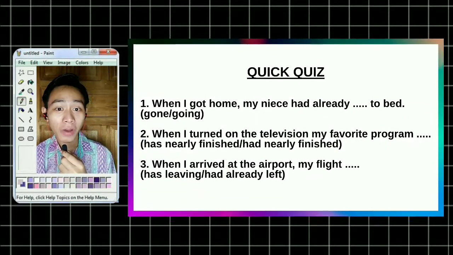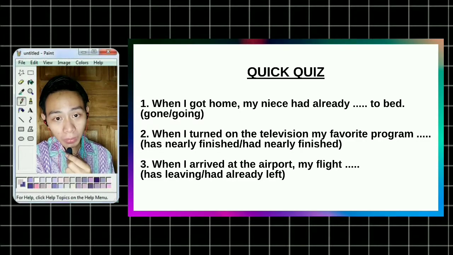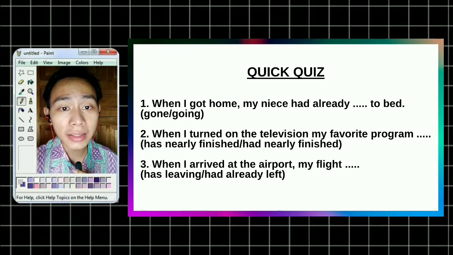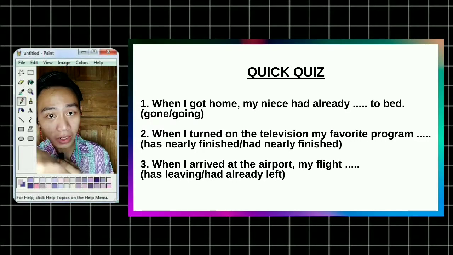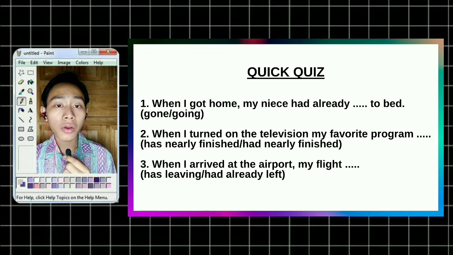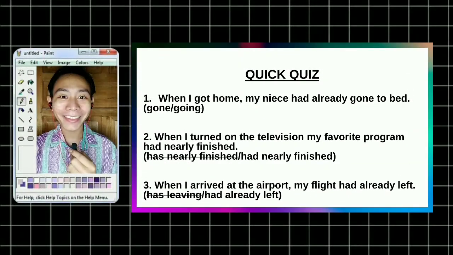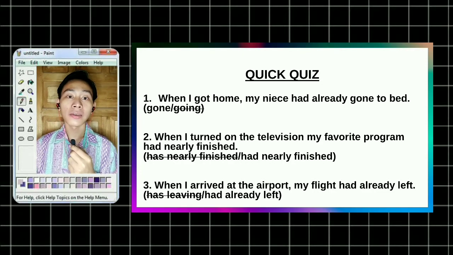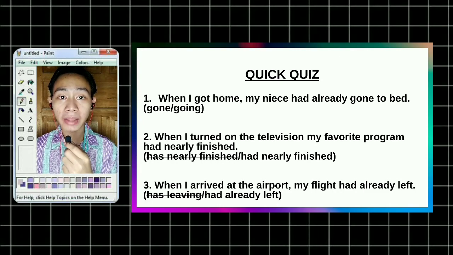Okay, now as you can see on the screen, there are some sentences that need to be completed. What you are going to do is to pick the right word to fill the blank space in that sentence. Okay, now you may start to do it. Alright, time's up. Now, let's discuss it together. Okay, first, when I got home, my niece had already blank blank to bed.